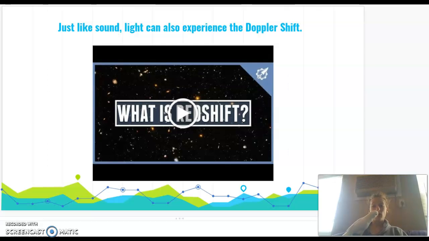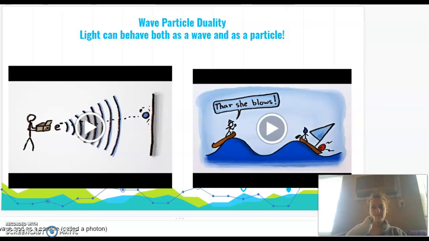So just like sound, light can also experience the Doppler shift. It's a wave, so it can experience the Doppler shift. I'll post the link to this video so you can see how that works. I'll also post the links to these two videos. These two videos show how light can behave as both a particle and a wave. And the fact that light can behave as a particle is actually really important.